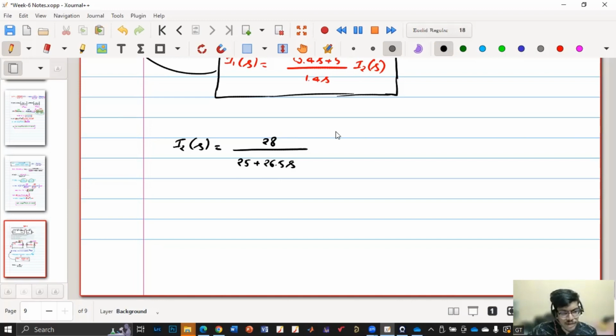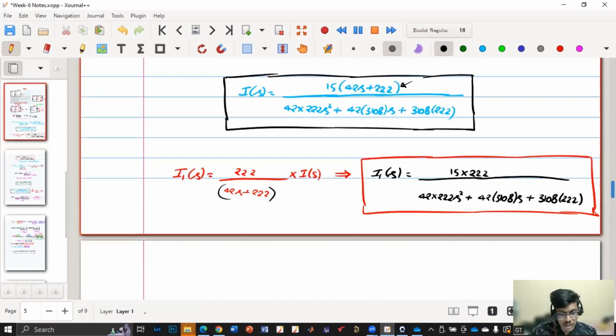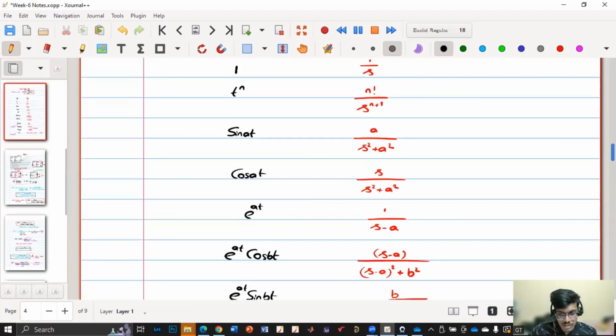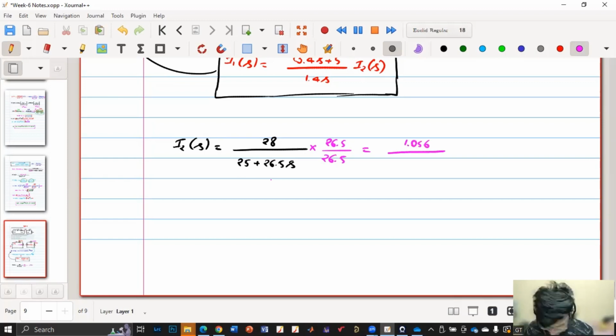Every time, you have to keep one thing in mind: in our inverse Laplace transform table, the coefficient of s is always 1. So what we have to do is divide by 26.5 in the numerator as well as the denominator. After doing that, you will get 1.056 by s plus 0.9433. So you'll be getting something like this.